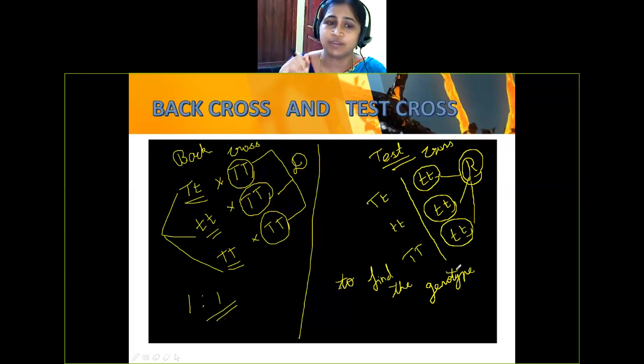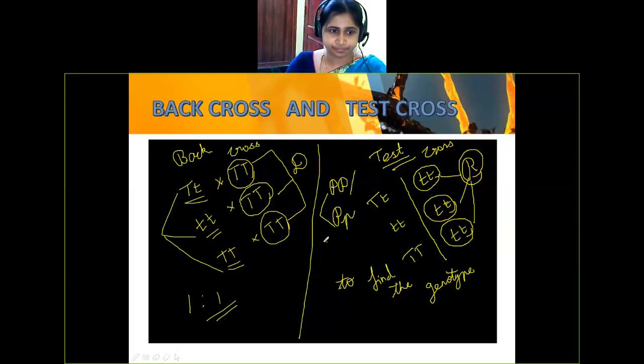How will I find? It is a purple color flower. The name itself says purple. So I can use capital P, or I can use capital P, small p. Both, what color? Purple color. I'll write here. Both purple color, right? So this we will see in the next slide. Now first we'll go for the back cross.